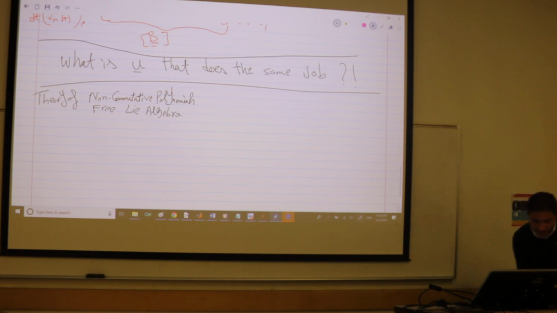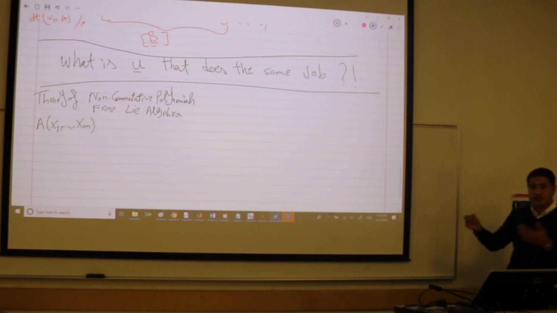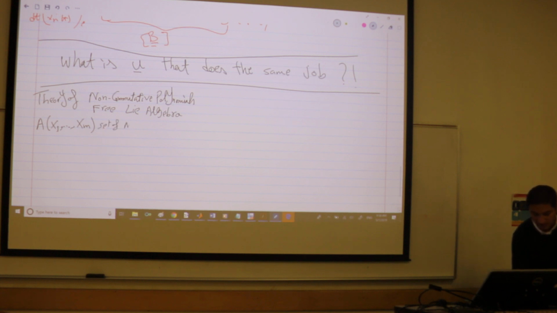So let's call A the set of polynomials in the variables x1 up to xm. These are the variables like x, y, z. These are the variables of the polynomial. So A is the set of non-commutative polynomials in these variables. What do you mean non-commutative? I mean x times y is not the same as y times x.